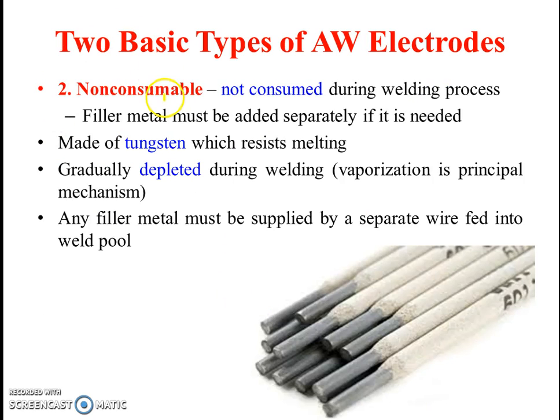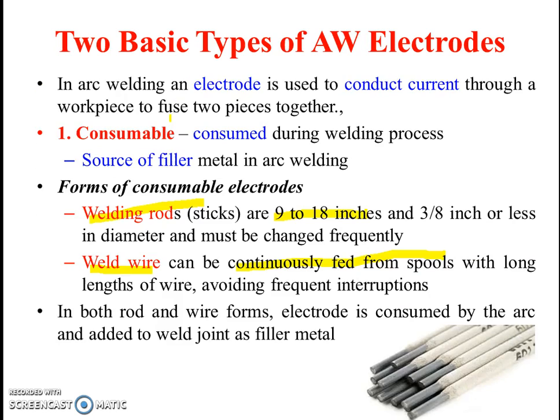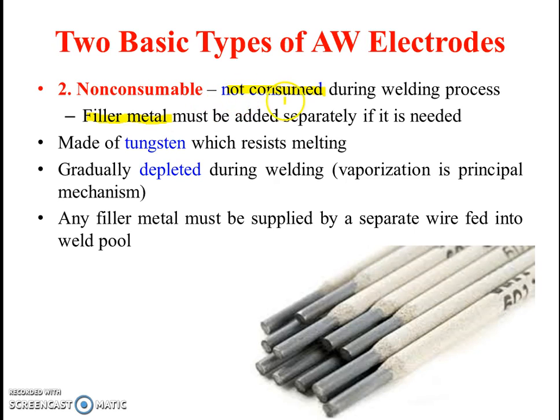In a non-consumable electrode, the electrode is not consumed during the welding process. It is not melted into the base metal along with the base metals. So it is not melting, and filler metal must be added separately. But in the case of a consumable electrode, there is no need of filler metal, because the electrode will melt and fuse into the weld. So in the case of a non-consumable electrode, there is an additional need for filler metal.